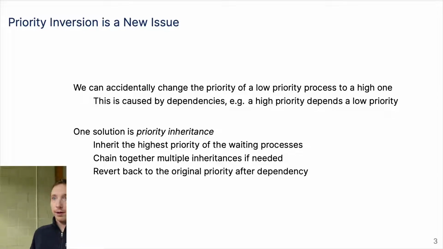And then, of course, it would also have to do this recursively to chain across multiple dependencies if needed. So if A depends on B, and B depends on C, and C depends on D, and A is a super high priority process, then the kernel would have to make all of the processes temporarily a high priority. And then whenever that dependency is broken, it could revert them back to their original priorities. So that is how we would deal with priority inversion.